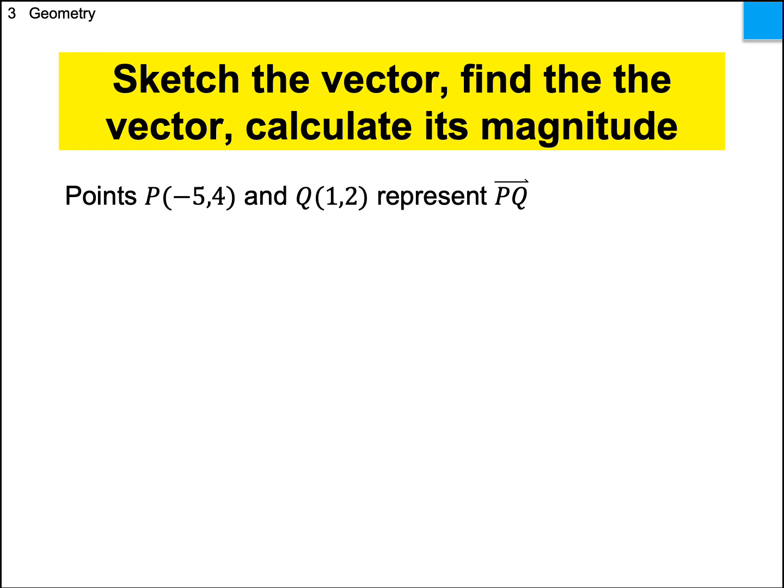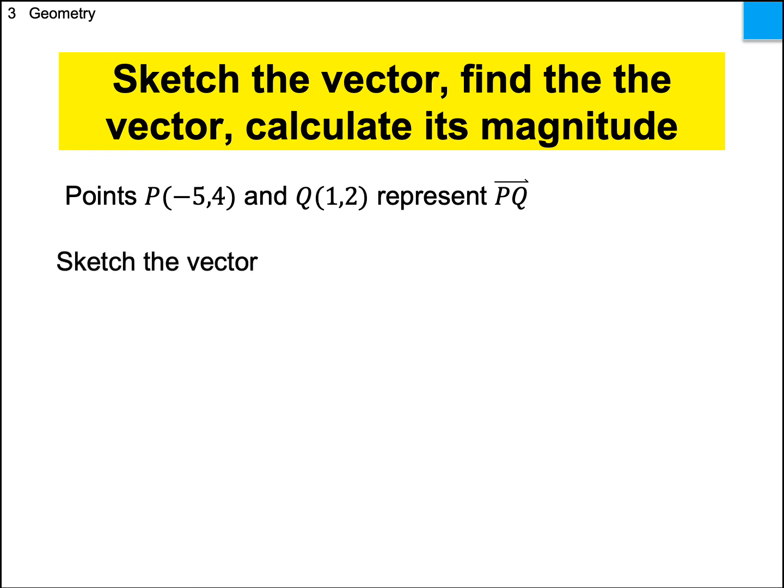Notice I have 2 points there. I've got point P, I have point Q, and it says it represents vector PQ. Notice the vector symbol there. It's kind of like it's missing a little part of the ray. Okay, so remember 3 things. Draw, calculate its direction and state what it equals, and then do the magnitude.